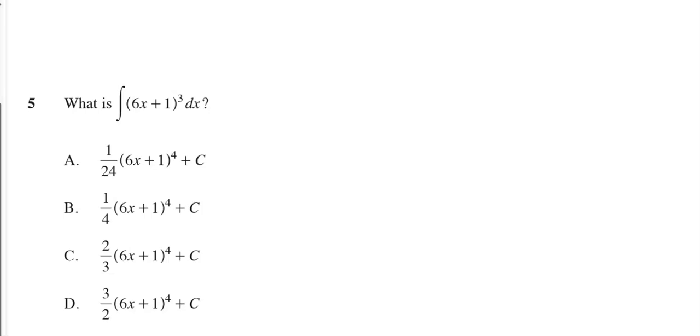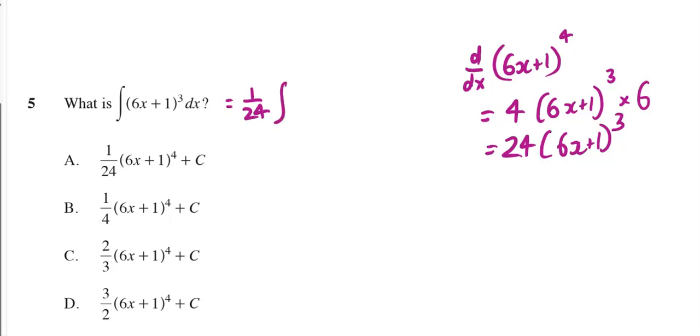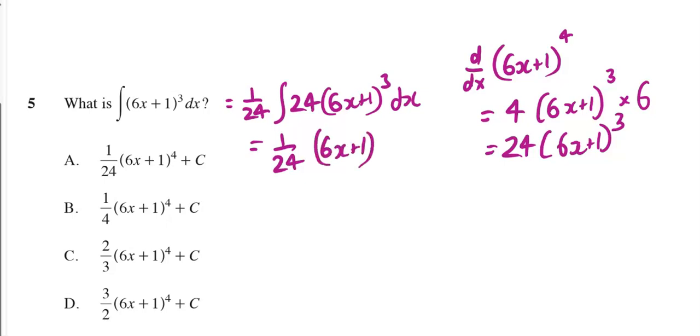So there's a couple of ways of doing this. You could use a reverse chain rule straight away, or you could just explore what would have happened if I'd taken the derivative of 6x plus 1 to the 4. I would end up with a 4 times 6x plus 1 to the 3 times the derivative of the inside, which is 6. So I'd end up with this. Clearly I don't have that, but I can create it by putting a 1 on 24 outside of 24, 6x plus 1 to the 3 dx, and I know that that will go straight to 1/24 of 6x plus 1 to the 4 plus c. So the answer is A.